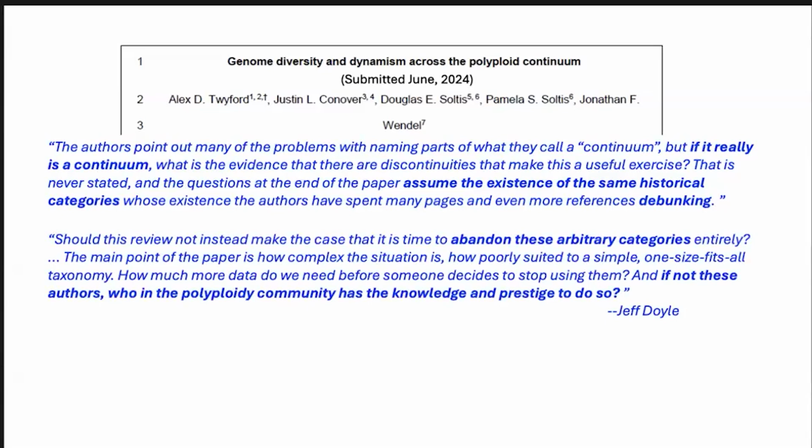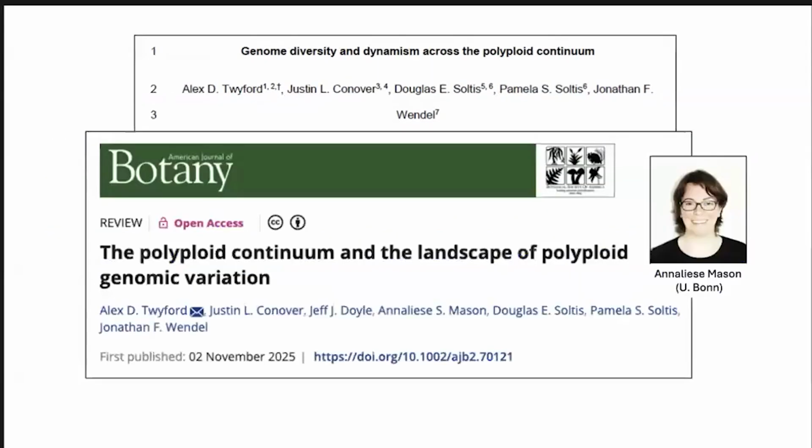The main point of the paper is how complex the situation is, how poorly suited to a simple one-size-fits-all taxonomy. How much more data do we need before someone decides to stop using them? And if not these authors, who in the polyploidy community has the knowledge and prestige to do so? So that was my review, and I signed it, as I said.